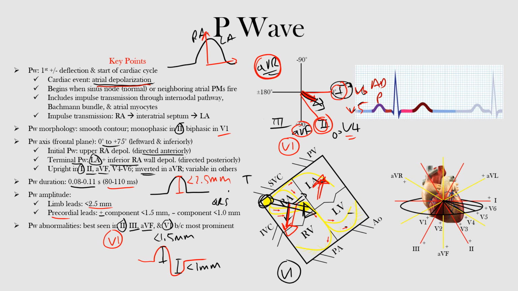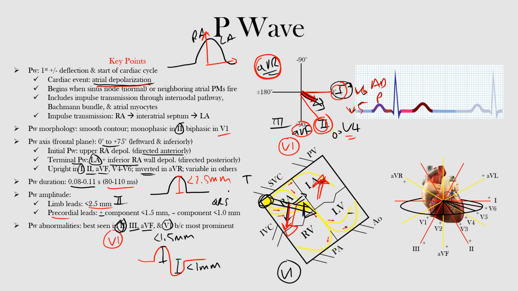We talked about the amplitude in the limb leads and precordial leads, it's different. Limb leads being less than 2.5 millimeters. So if you look at lead 2, one of the main ones we'll look at for any atrial abnormalities, we want it less than 2.5 millimeters in amplitude. In the precordial leads, when we look at the components, the positive component should be less than 1.5 millimeters, and the negative component should be less than 1 millimeter.